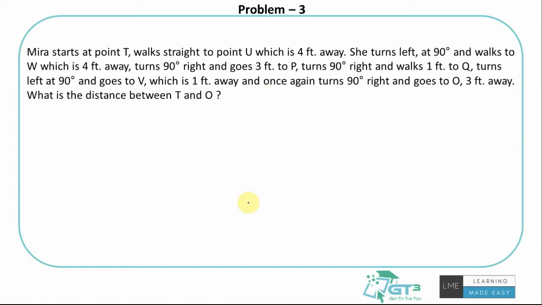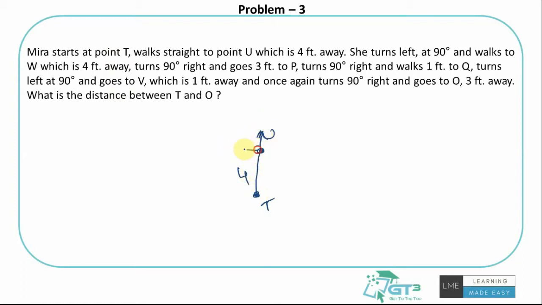Meera starts at a point T, walks straight to point U which is 4 feet away. Here you have to understand that they have not referred in which direction Meera is facing now. That means I can start from any direction and I should still be getting the same answer. So let me go ahead with the north direction. So Meera starts at point T, walks to point U, which is 4 feet away. She turns left, so she's facing north now.